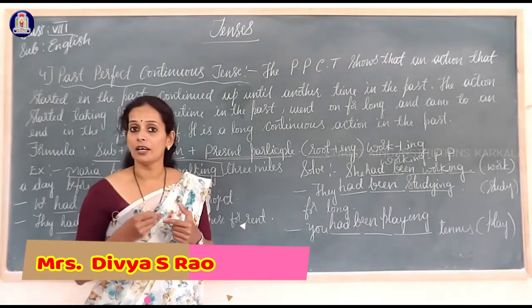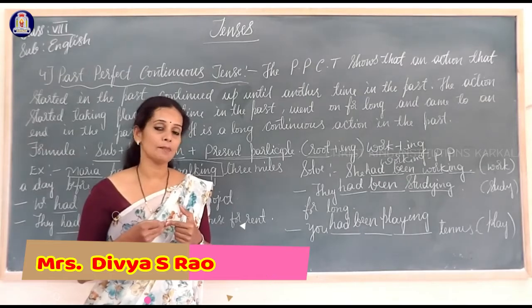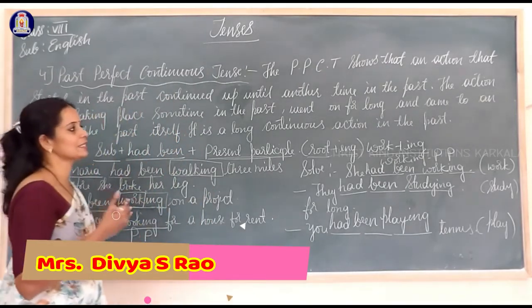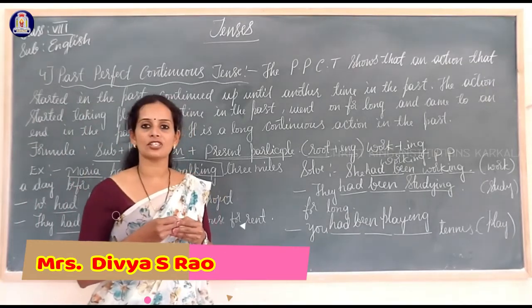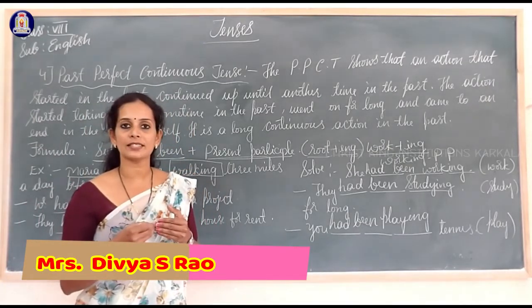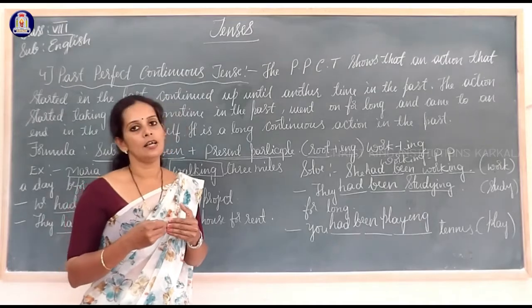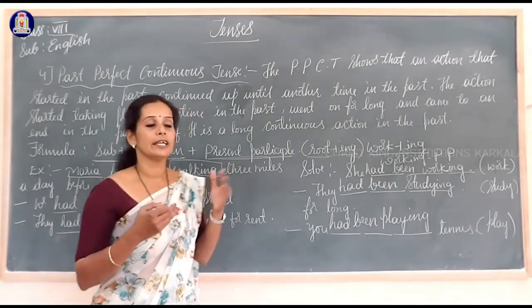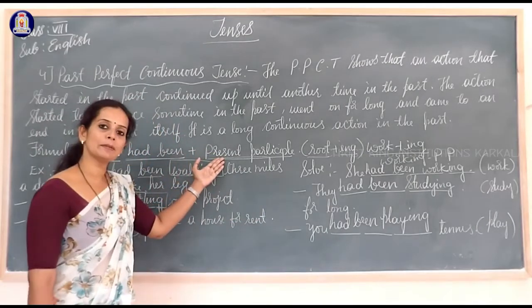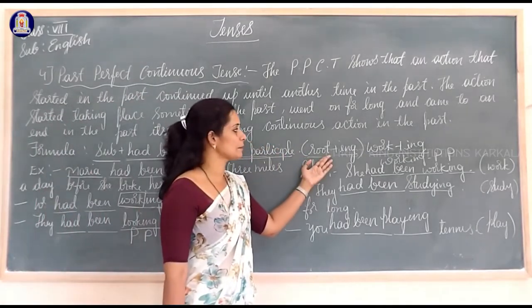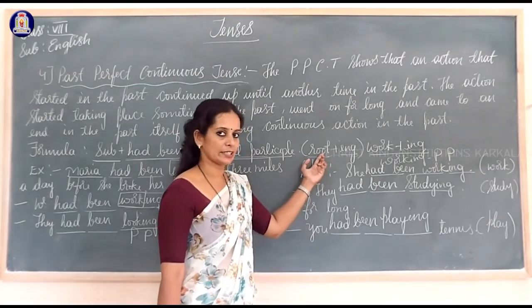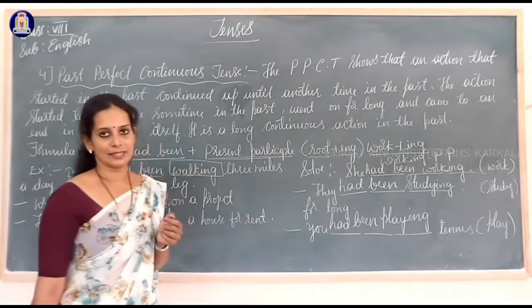We learnt past perfect tense as well as past perfect continuous tense, and past perfect continuous tense is about the long continuous action which began in the past, continued in the past, as well as completed in the past. And the formula for this is subject plus had been plus the present participle of the verb. How to form the present participle? Root plus ing, or take the base form of the verb and add ing to it, then it will be the present participle, students.